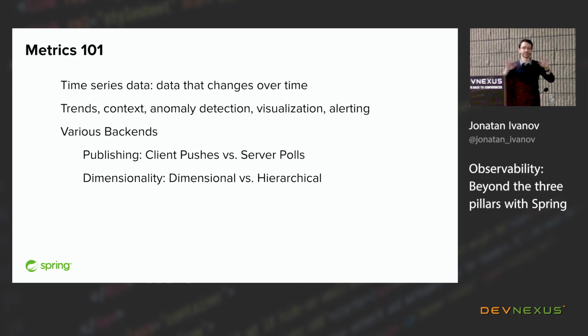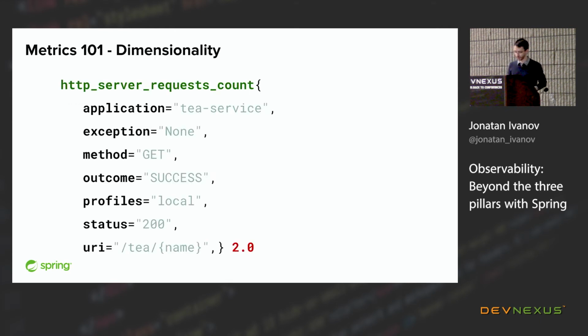There are various metrics backends that you can use. I will show a couple in a couple of slides, and they can work very, very differently. For example, some of the backends you need to push the data towards. Some of them will pull you. For example, Prometheus. And there are other things, for example, dimensionality. I am not going deep in that, but if you go to the Micrometer docs, you can read about that later. So this is an example for a time series.